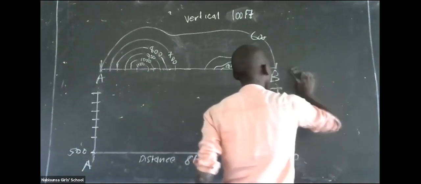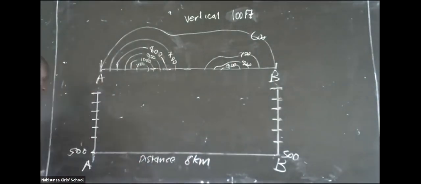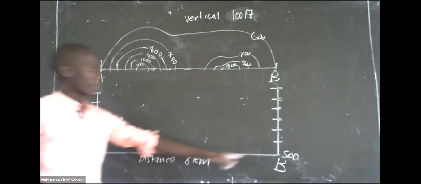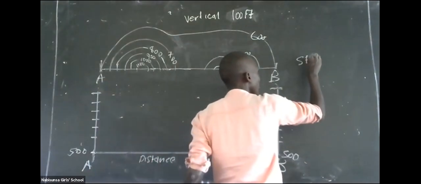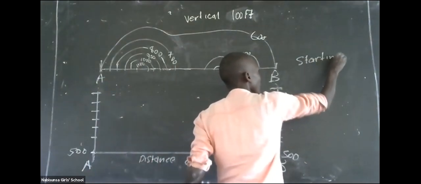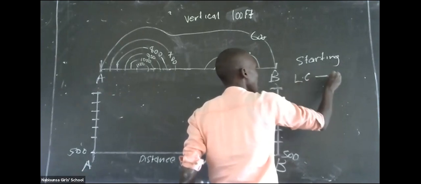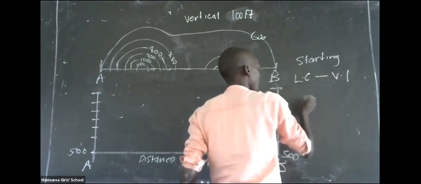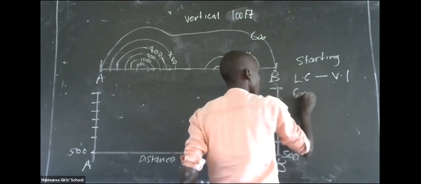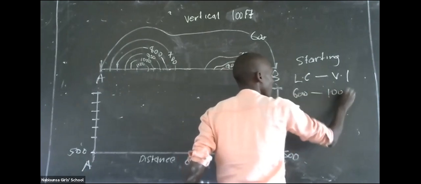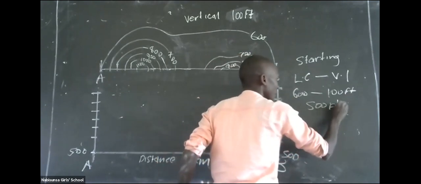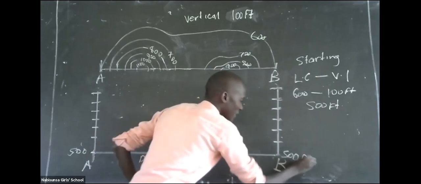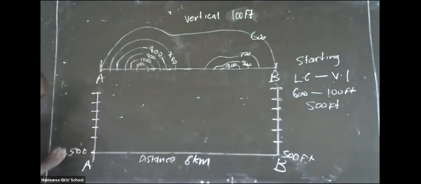So all of us, let us write that. We write 500, 500. That step I have told you: starting point. You get the lowest contour minus the vertical interval. Here, our lowest contour was 600 minus our vertical 100. We have got 500. That's the beginning point. Am I clear?